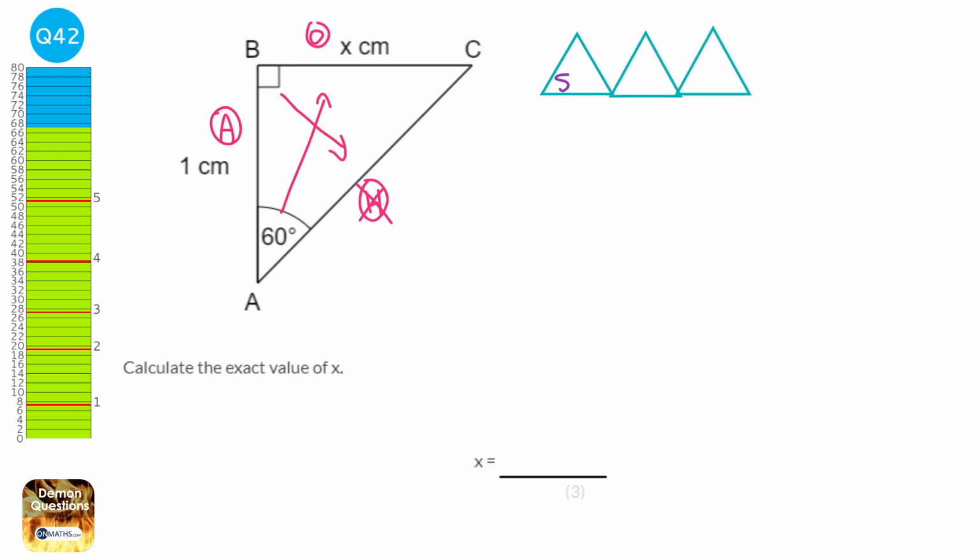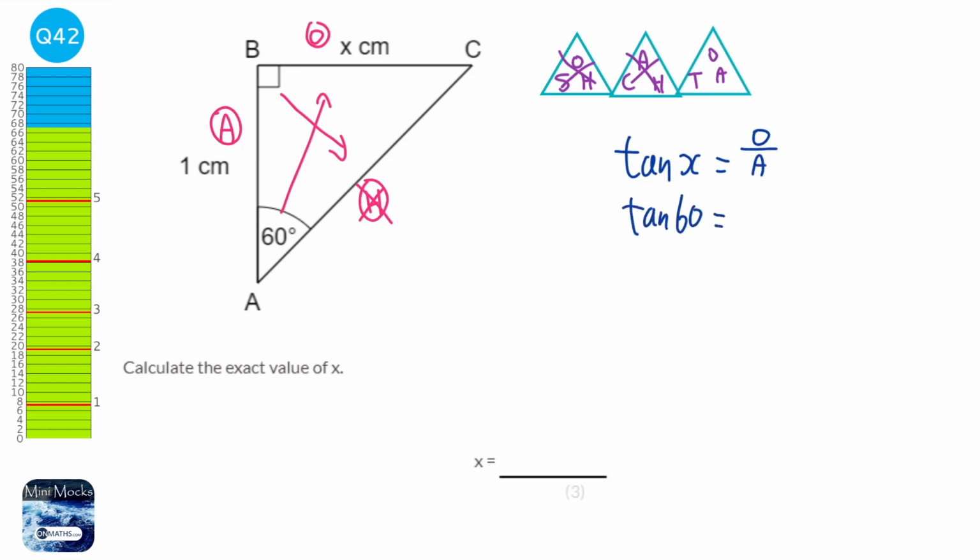So we've got SOH, CAH, TOA. Now we've crossed out the H, so we're not going to be interested in the SOH or the CAH. So it's going to be TOA. TOA is short for tan of the angle equals opposite over adjacent. The angle is 60, so it's tan 60 equals x over 1. And so now here, we're looking for the exact value of x.